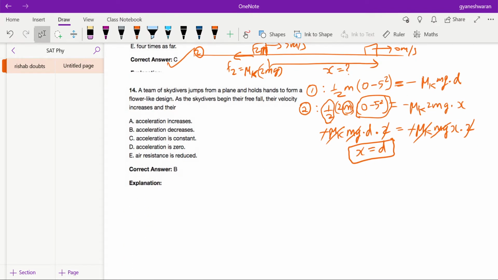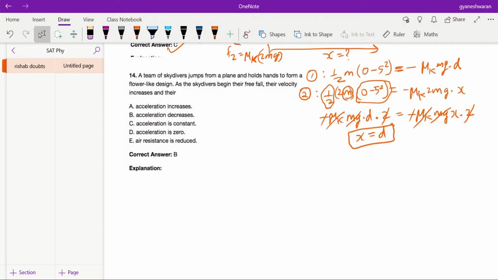Okay, now let's look at the second question. A team of skydivers jumps from a plane and holds hands to form a flower-like design. As the skydivers begin their free fall, their velocity increases and their acceleration decreases. The acceleration decreases because initially the acceleration is just due to the weight, mg, because acceleration is net force by mass. Initially the net force was mg at the time when they are just released, and they are at rest.